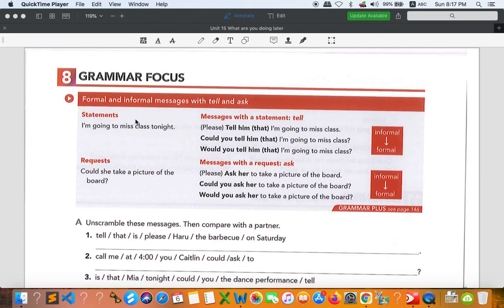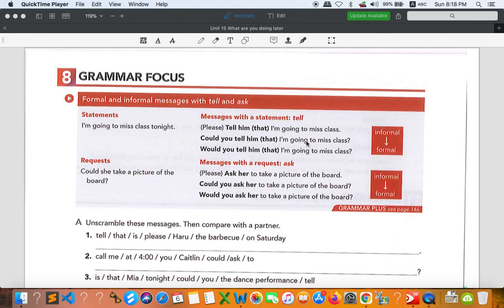So if the message is a statement, we use with a verb tell. So we use tell to talk about the message with statement, and we use ask to talk about the message with a request. Okay, as you can see right here, the examples. So let me try the first one. Statement, I'm going to miss class tonight. Please, you have 2 choices. You can say please, or you can just say tell. Okay, but to soften your request, you should use please. Please tell him that I'm going to miss class.